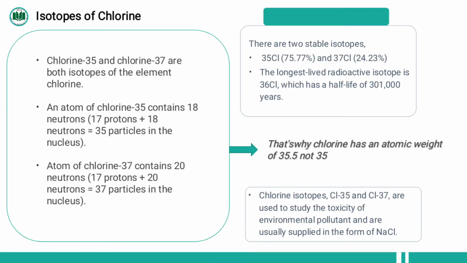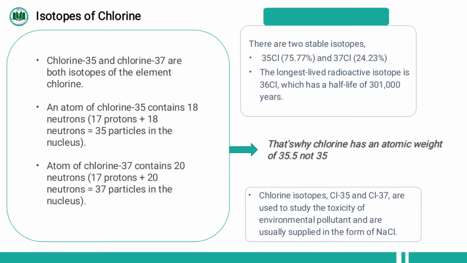Here are the isotopes of chlorine. Chlorine has two isotopes, chlorine-35 and chlorine-37. Both of these are stable isotopes of chlorine, and you may pronounce them as Cl-35 and Cl-37. They are used to study the toxicity of environmental pollutants and are usually supplied in the form of NaCl.